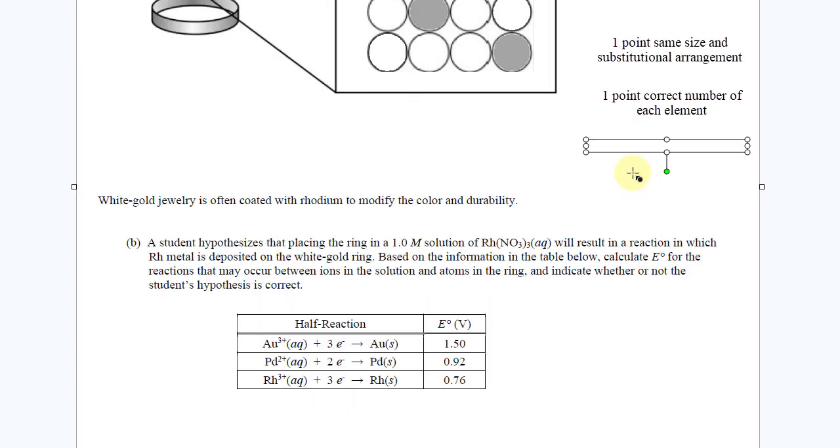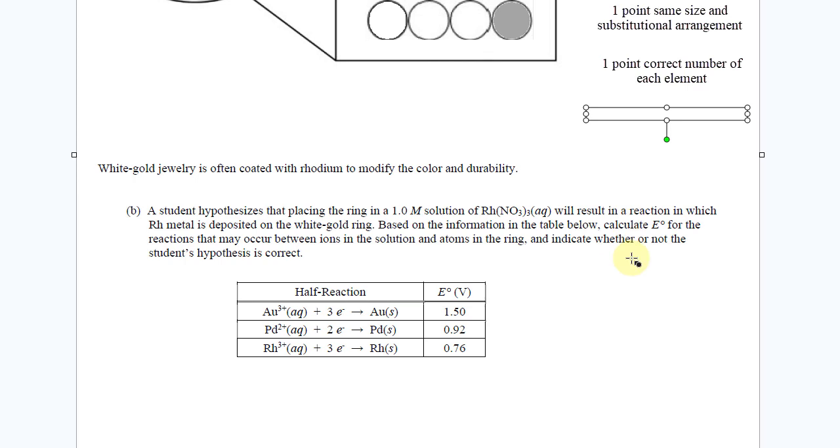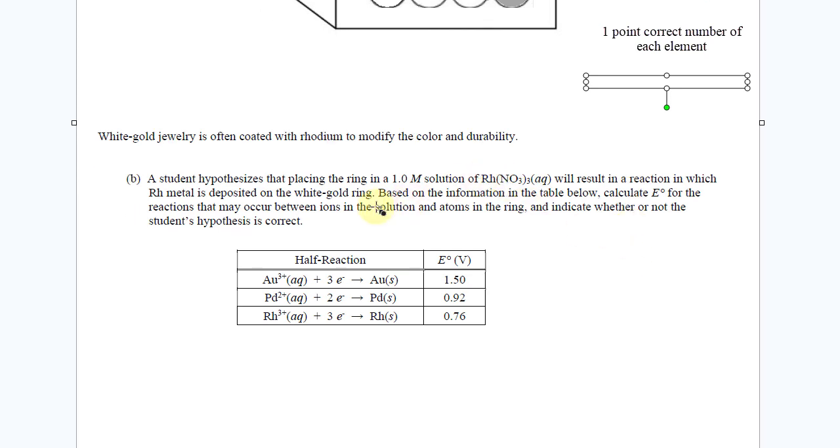White gold jewelry is often coated with rhodium to modify the color and durability. A student hypothesizes, okay, it's another student question, that placing a ring in 1 molar solution of rhodium nitrate, okay, rhodium +3 soluble, will result in a reaction where the rhodium metal is deposited on the white gold ring.